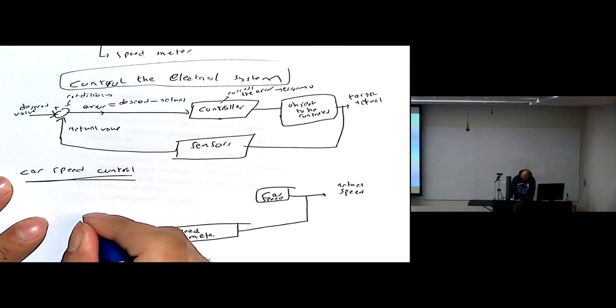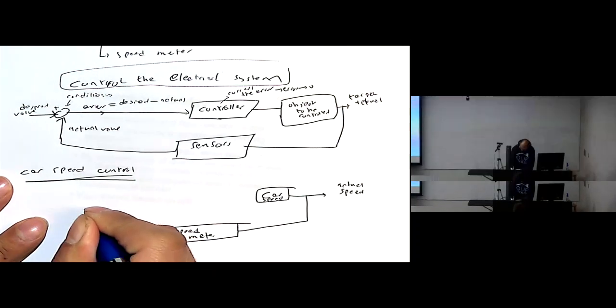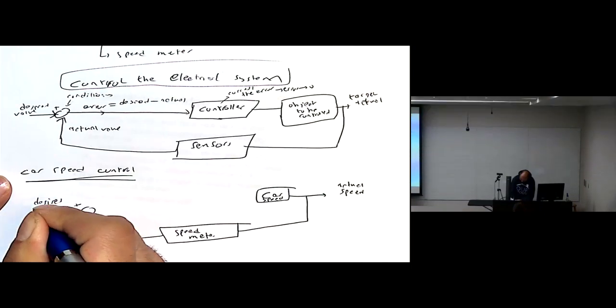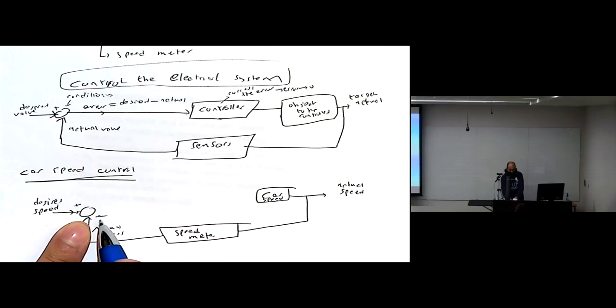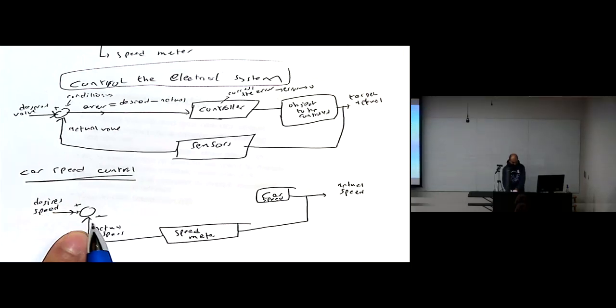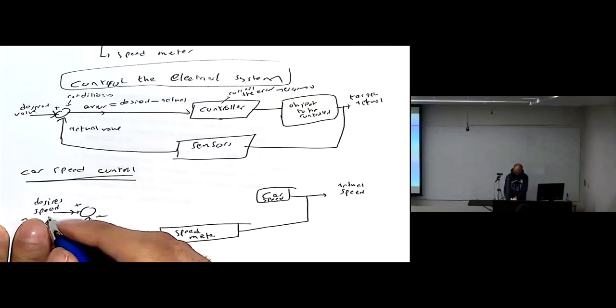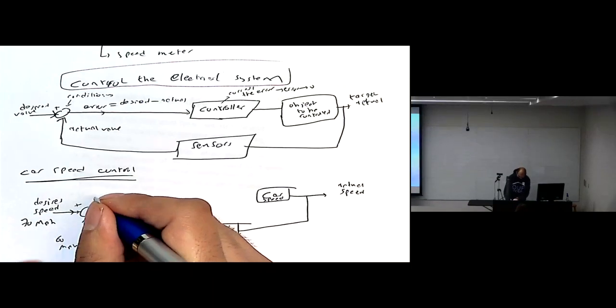So then this actual speed, I compare with the desired speed. This circle means comparator. This negative, positive means desired minus actual. So I can say, for example, the desired speed I want is 70 miles per hour, and for example, the actual is 60 miles per hour. So I have a difference, which is here the error.